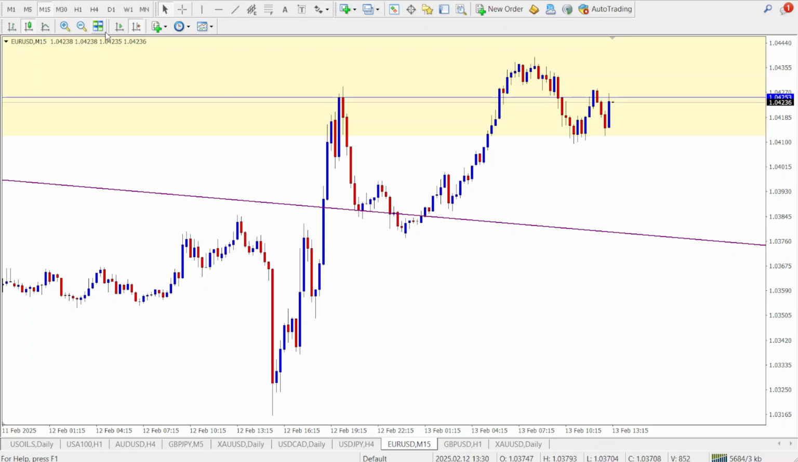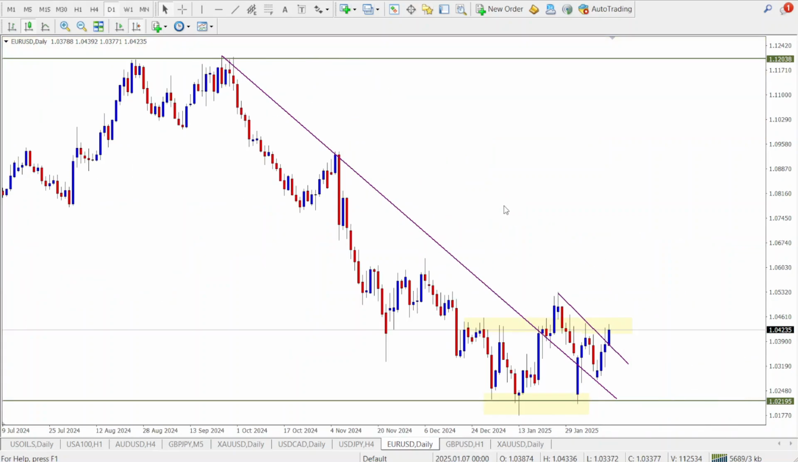Now, before you start using top down analysis, here are a few mistakes that you need to avoid. The first is ignoring the higher time frame. Trading against the main trend often leads to unnecessary losses, and you would not want to experience that.